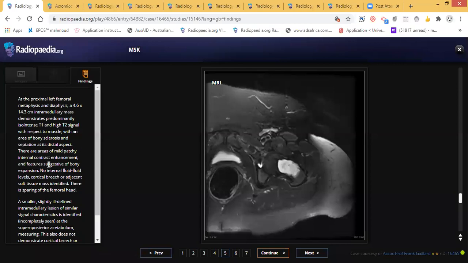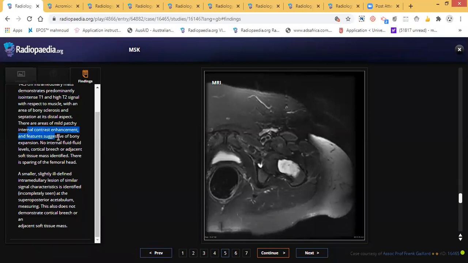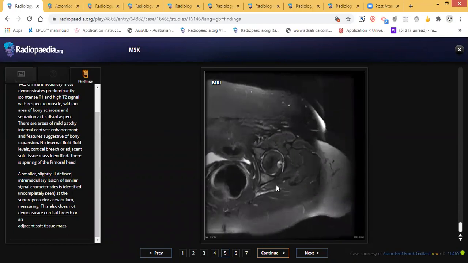So it's important to mention the signal and description, and if there is enhancement, there is mild enhancement, and there is some expansion, no fluid level, and no cortical breaching. This is very important. Okay, so no lipid, and you agree with me that there is no lipid component here? Yes, thank you. And he mentioned that there is a smaller lesion with similar signal characteristics in the acetabulum.